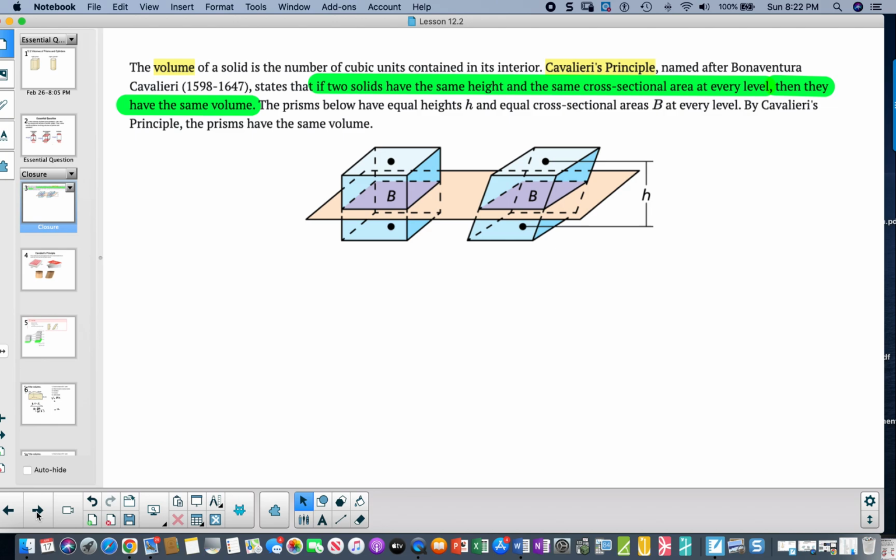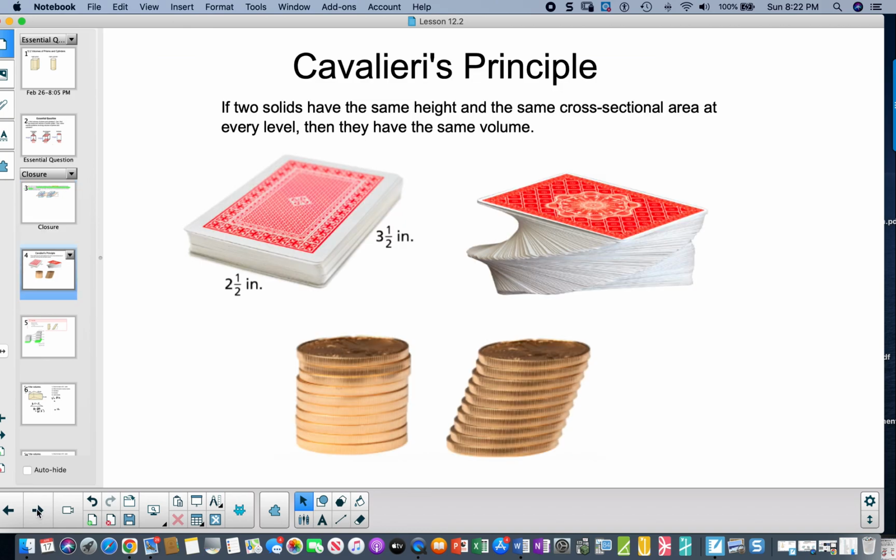The volume of a solid is the number of cubic units contained in its interior. Cavalieri discovered that if two solids have the same height and the same cross-sectional area at every level, then they have the same volume. For example, a deck of cards has the same volume whether it's standing up straight or whether it's twisted, because it has the same height and the same cross-section.